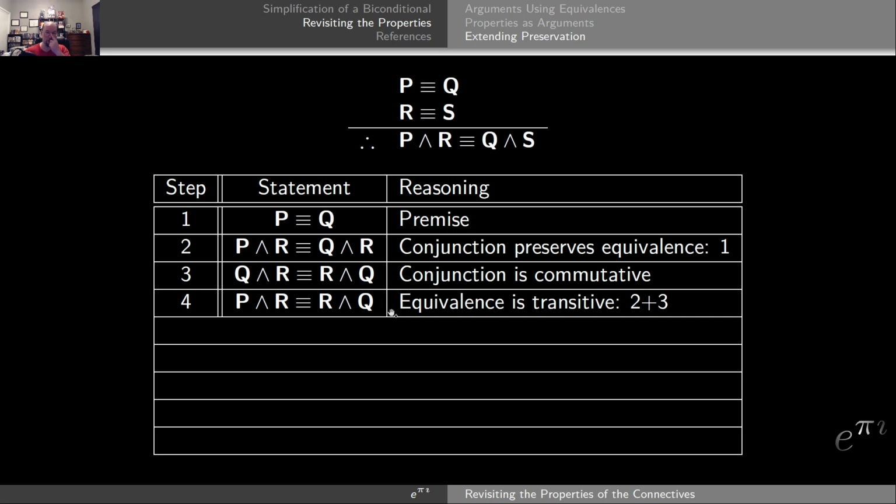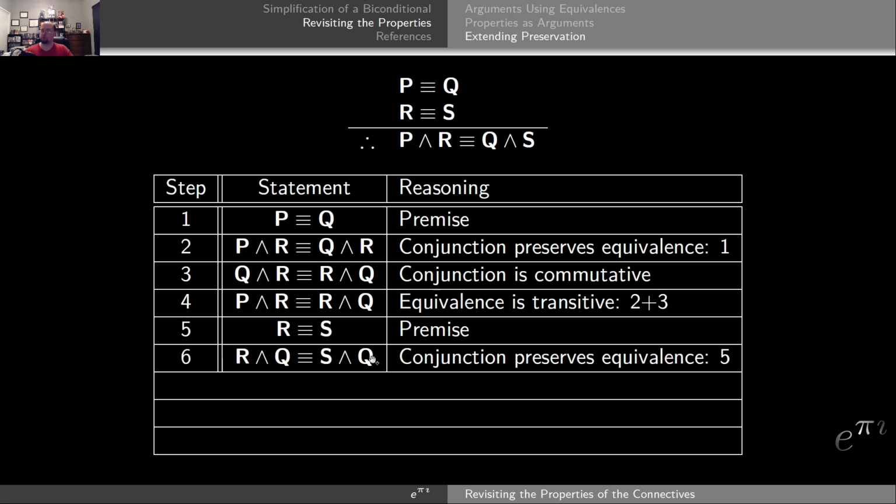Now, I do this because I'm now going to introduce the second premise, R is equivalent to S. And what I'm going to do now is hit both sides of this with conjunction with Q. So now, with transitivity, P conjunction with R is now equivalent to S conjunction with Q, giving me this statement right here, which is almost the conclusion I want.